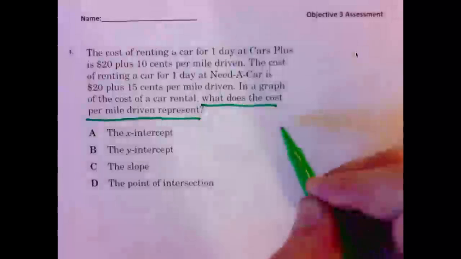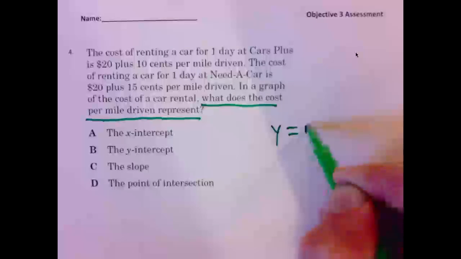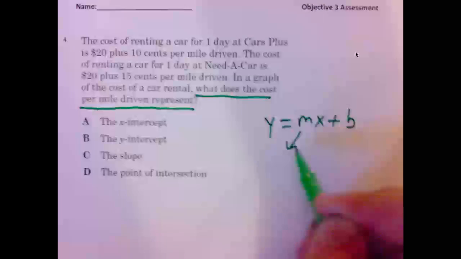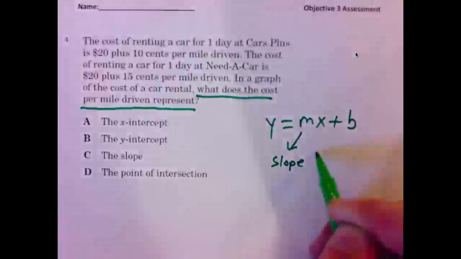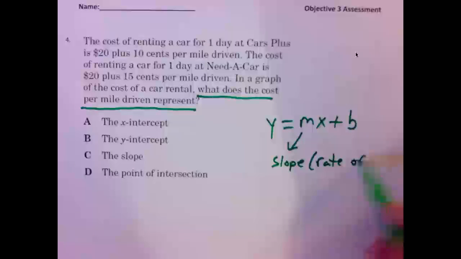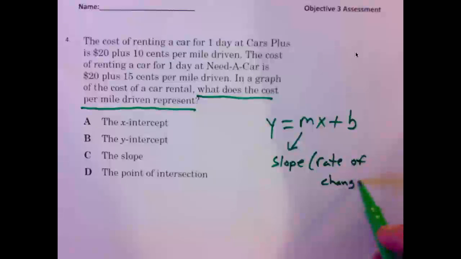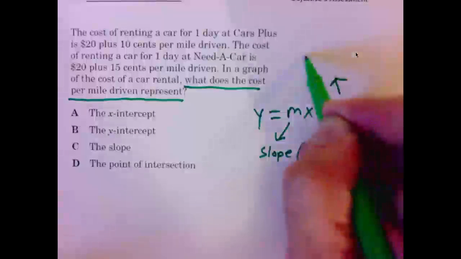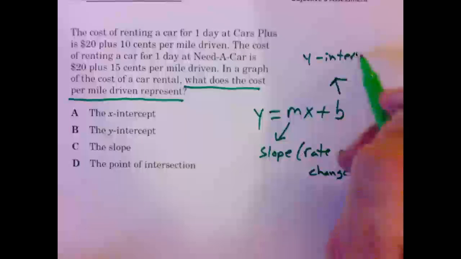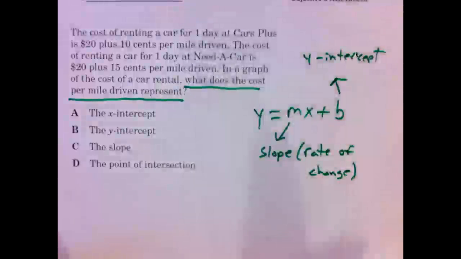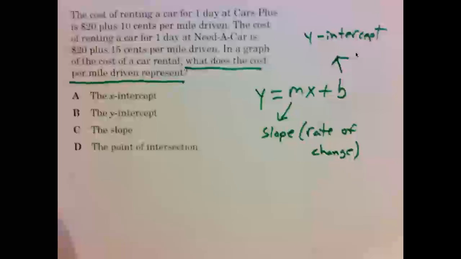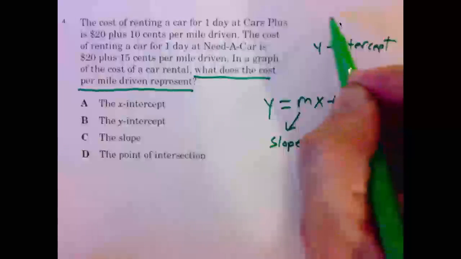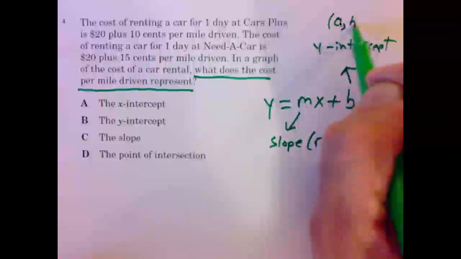Well, let's go back to our slope-intercept form. Y equals mx plus b. We know m is the slope, and slope is a rate of change. B is the y-intercept. It's a point. It is the value where x is equal to 0. Y-intercept is the point 0, comma b, this constant.